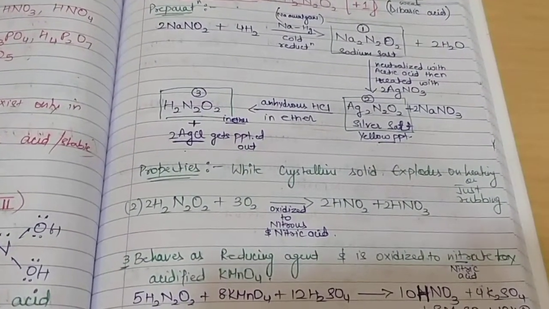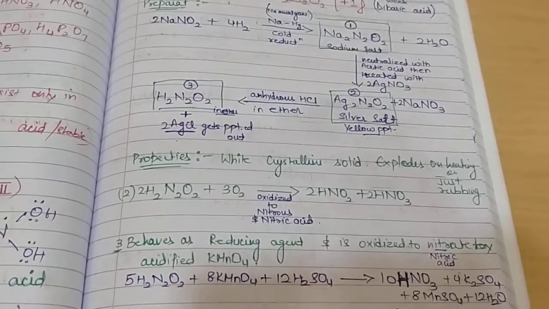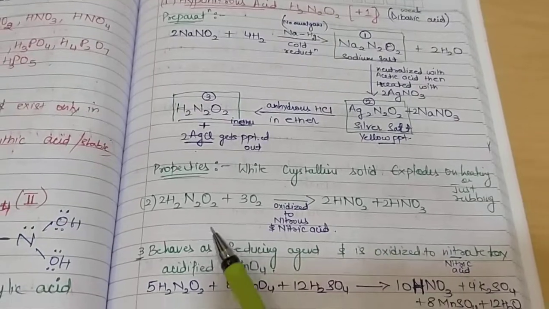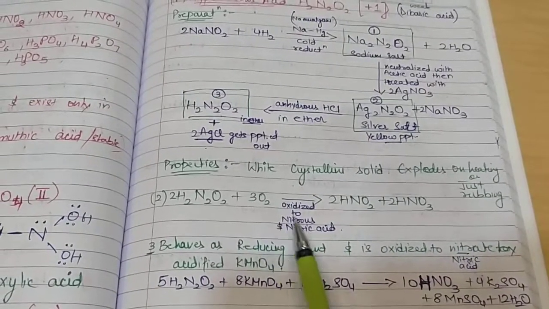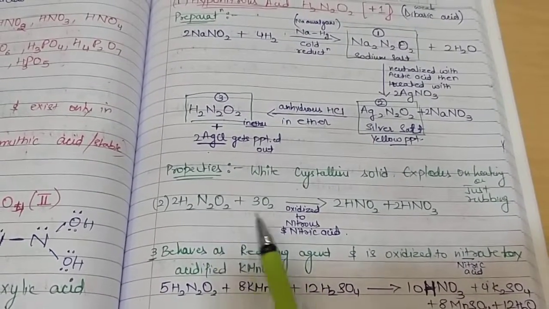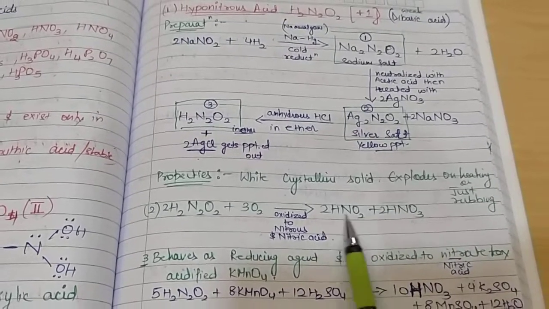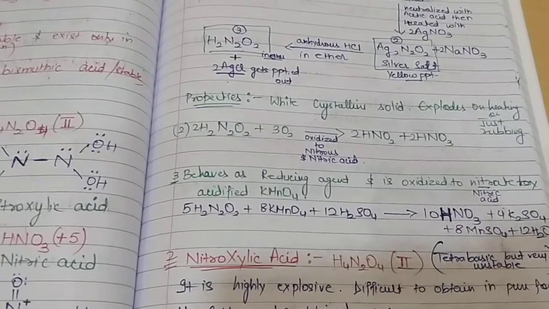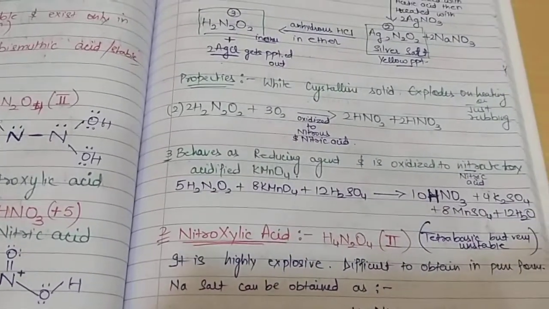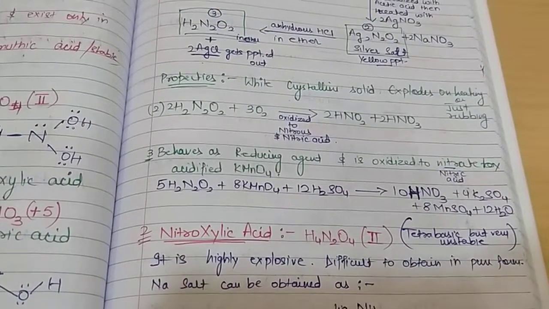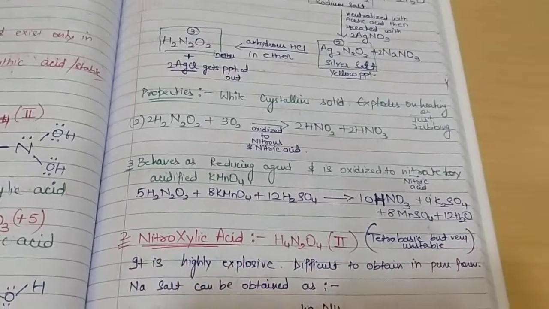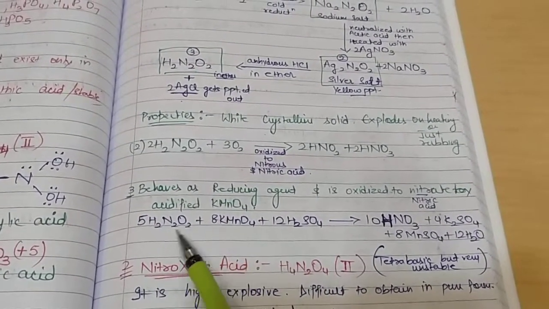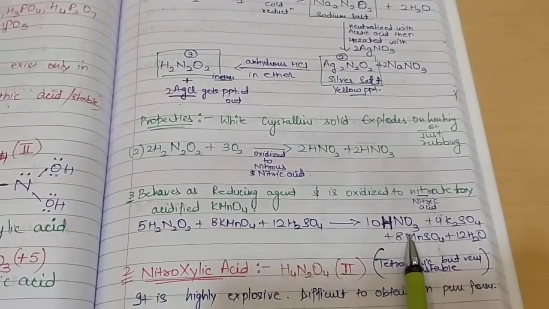Next are the properties. It is a white crystalline solid. It explodes on heating or just rubbing, so it is highly sensitive to heat. It gets oxidized in the presence of oxygen to a mixture of nitrous and nitric acid. As it is easily oxidized, it is a good reducing agent, and it is easily oxidized by oxidizing agents like KMnO4, getting converted to nitric acid as shown here.